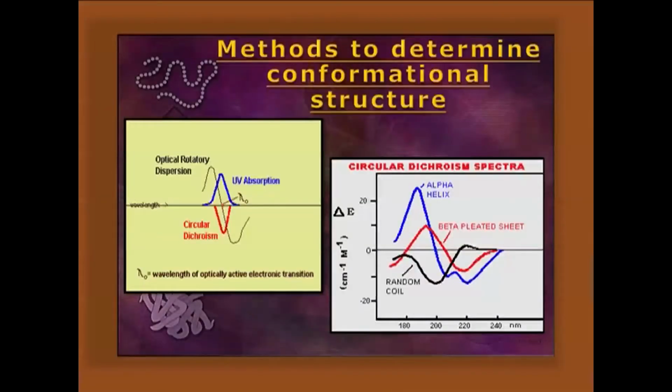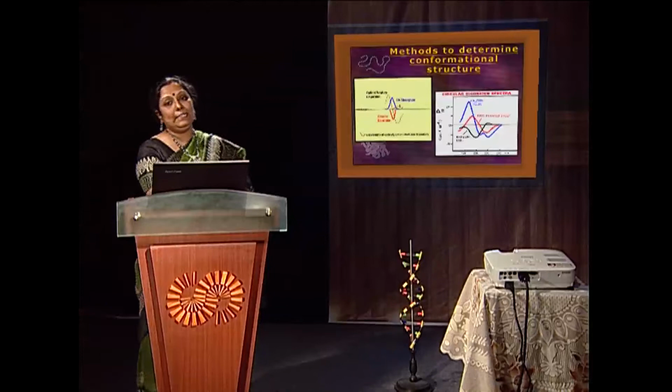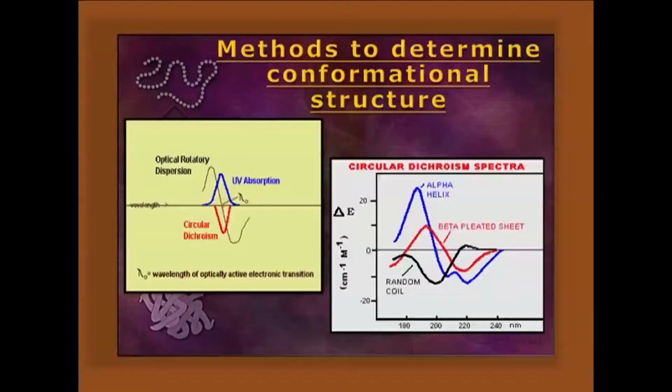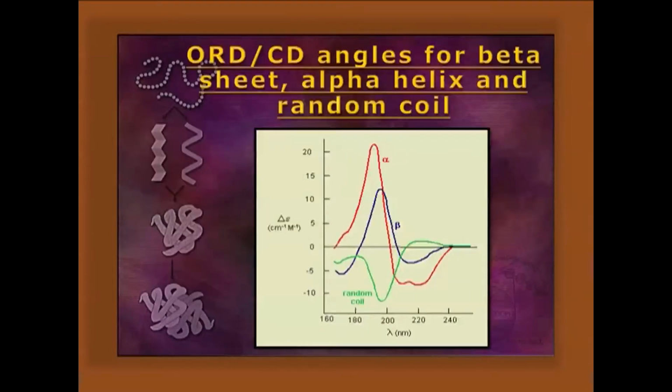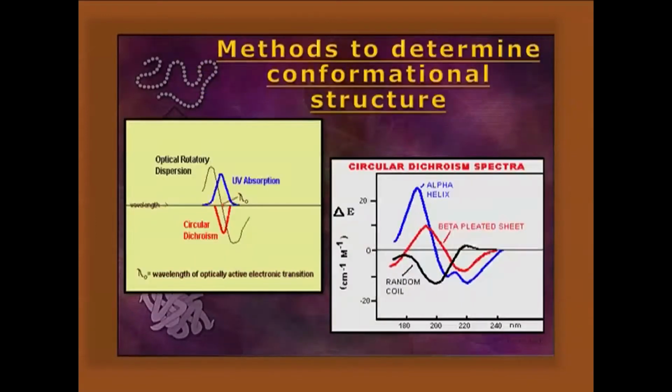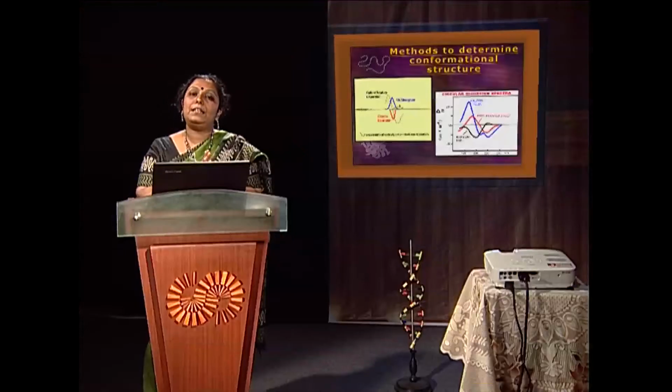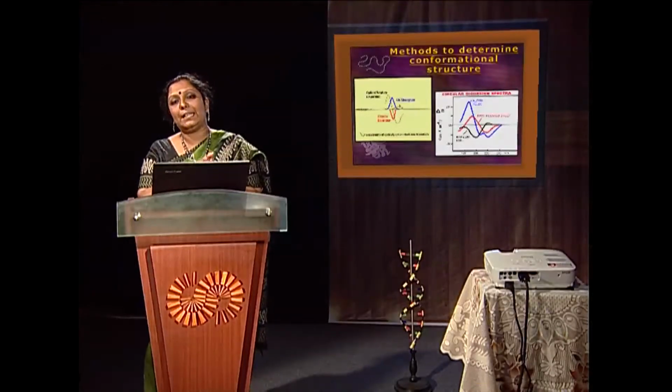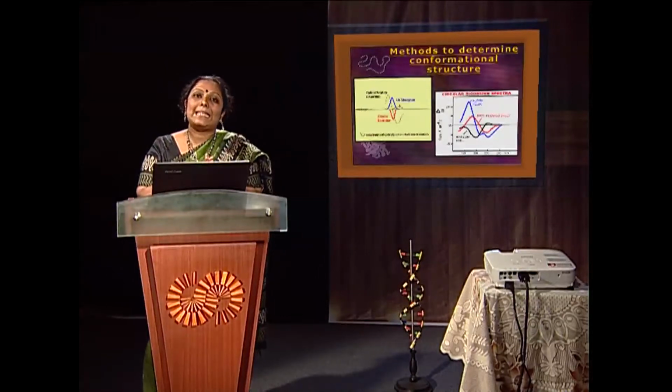Methods to determine the conformational structure. To extract the secondary structure, 2 methods are implemented. What are they? The ORD, optical rotatory dispersion method, as well as the circular dichroism method. So in the case of beta sheet structure, they give the poly structure. In the case of alpha helix, it is dependent upon the length. So in this way, we can have an idea whether alpha helix or beta sheet is present and how far it is distorted from the standard level.